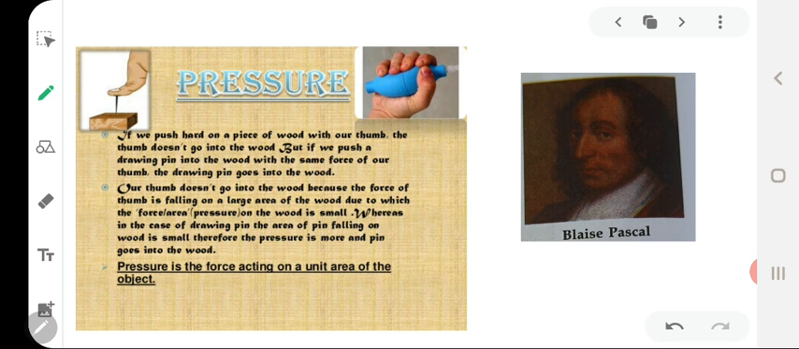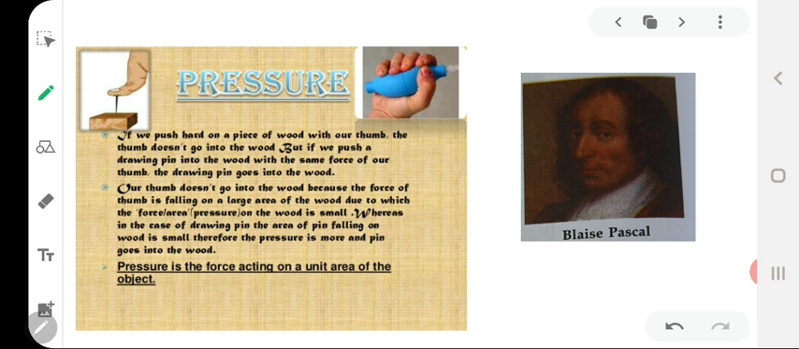You can refer to the two pictures shown above. If we push hard on a piece of wood with our thumb, the thumb doesn't go into the wood. But if we push a drawing pin into the wood with the same force of our thumb, the drawing pin goes into the wood. Why is it so? This is due to the fact that our thumb doesn't go into the wood because the force of the thumb is falling on a large area of the wood, due to which the force per area, that is pressure on the wood, is small. Whereas in the case of the drawing pin, the area of the pin falling on wood is small, therefore the pressure is more and the pin goes into the wood.